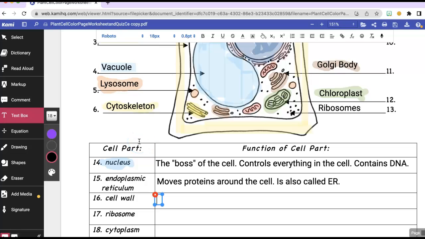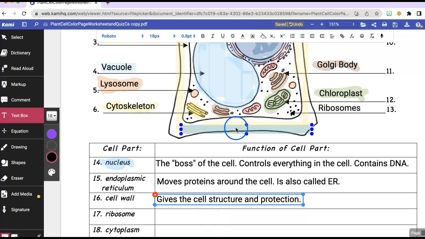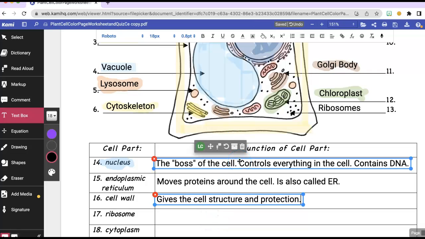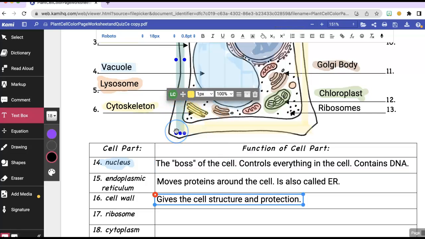So let's write this function. Gives the cell structure and protection. Okay, gives the cell structure and protection. So many plants, they grow up out of the ground and stand tall, and that's because of this cell wall. It helps the plant stand up.